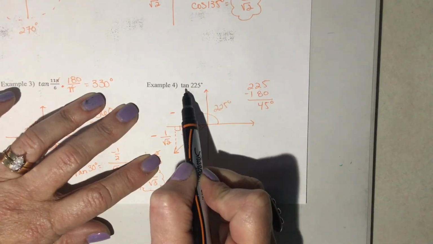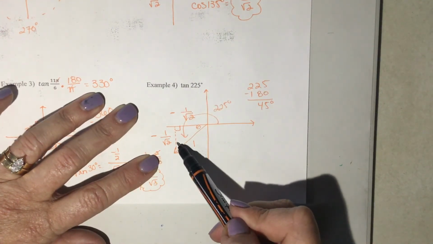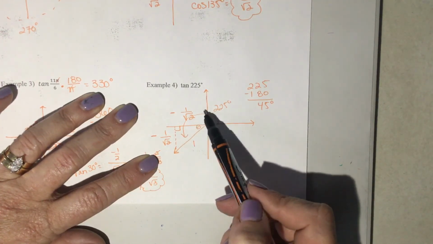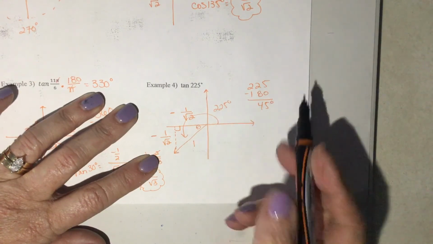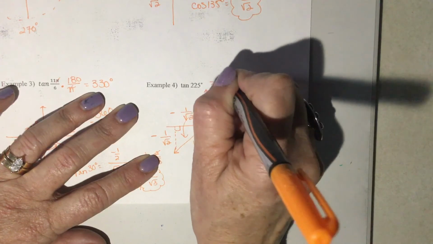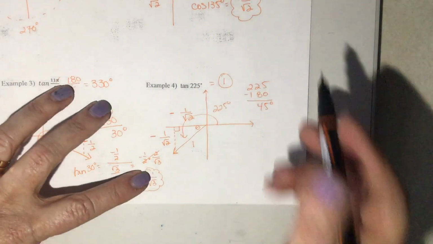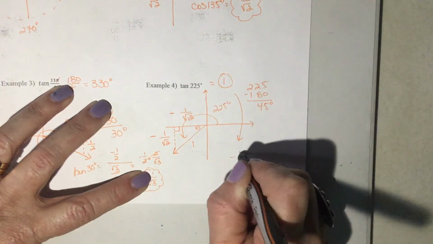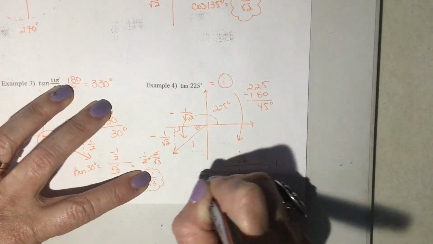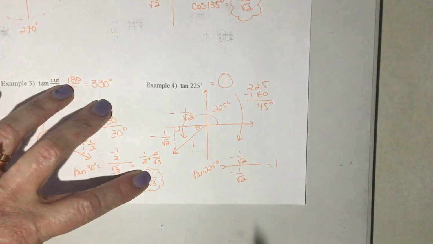Tangent is opposite over adjacent. They're my two sides. And what do you notice about the two sides? They're exactly the same. So what's anything divided by itself? Just 1. Is it going to be positive or negative? It's going to be positive because I have 2 negatives. So the answer is just 1. That's what I mean by the simplest one. And for note purposes, I'm going to write negative 1 over square root of 2 divided by negative 1 over square root of 2. So tangent of 225 equals that.